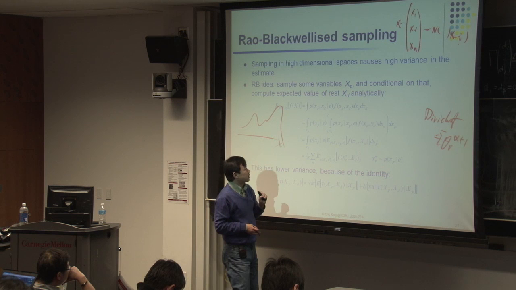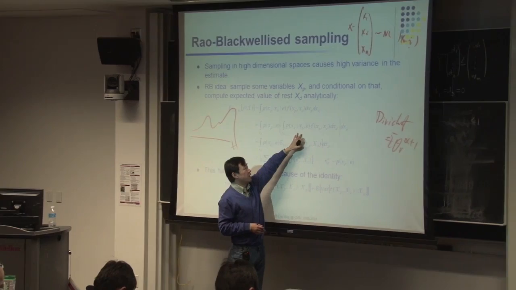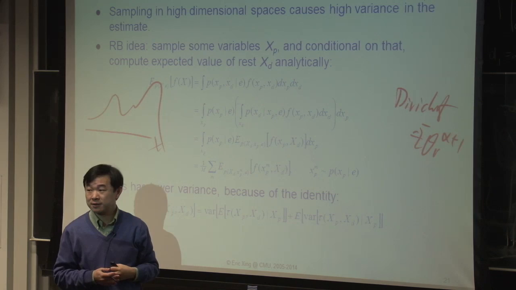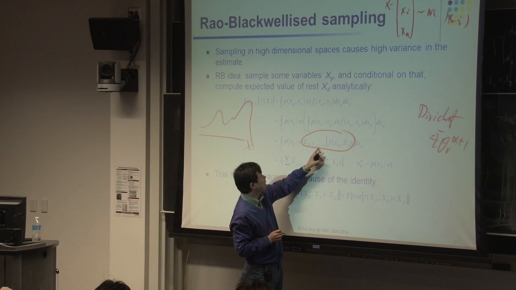Now suppose that integrating over XP is rather hard. But in this way, if you know the XP value, integrating XD given XP is easy, say in this case a Gaussian distribution, then why don't you just compute a closed form of that? So in this case, I can compute a closed form, like what I did here, conditioning on the XP, which is a value to be sampled from. And that leads to this expression.